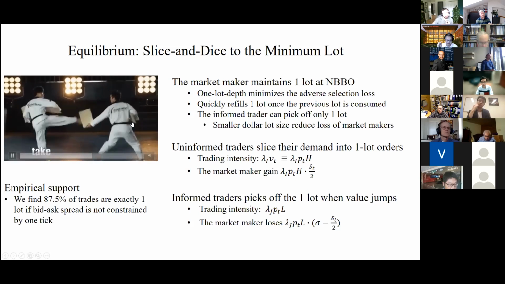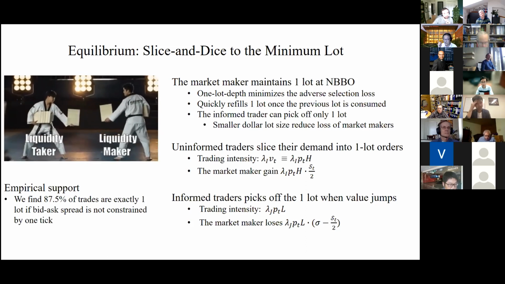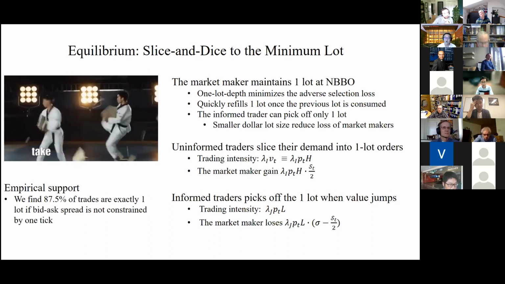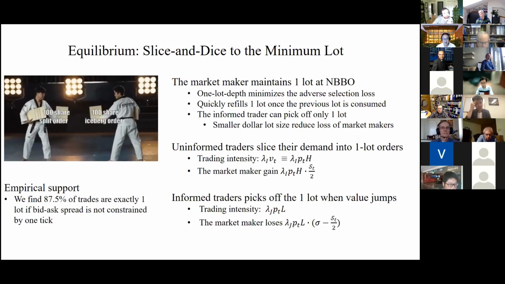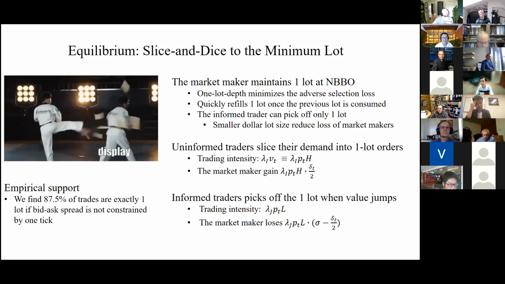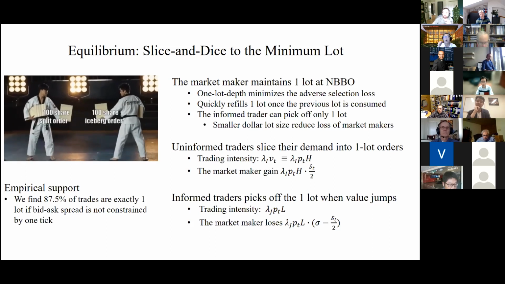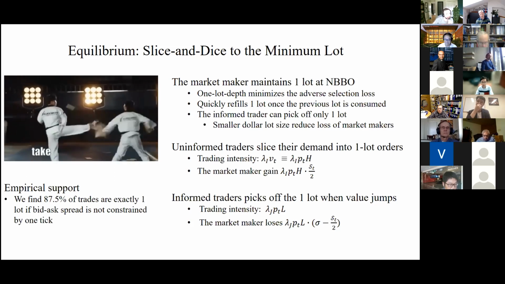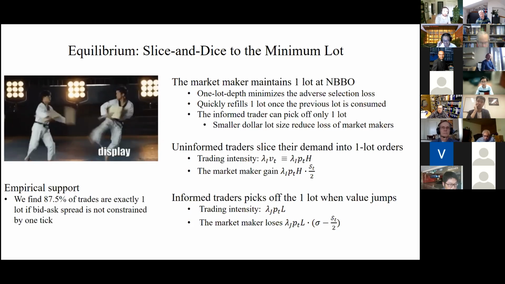Slice and dice to the minimum lot. The market maker maintains one lot, which is the minimum, at the MBBO. Why? Because one lot of depth minimizes the adverse selection risk. But you say, the investor needs to trade a lot, so how can they realize large demand? They quickly refill the one lot once the previous lot is consumed. So in this case, the informed trader can pick off only one lot.